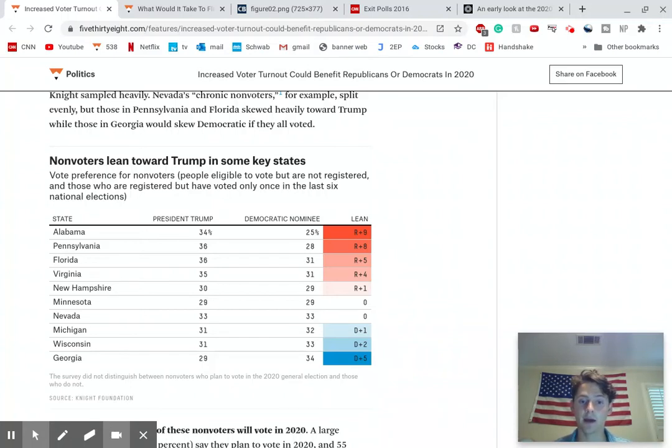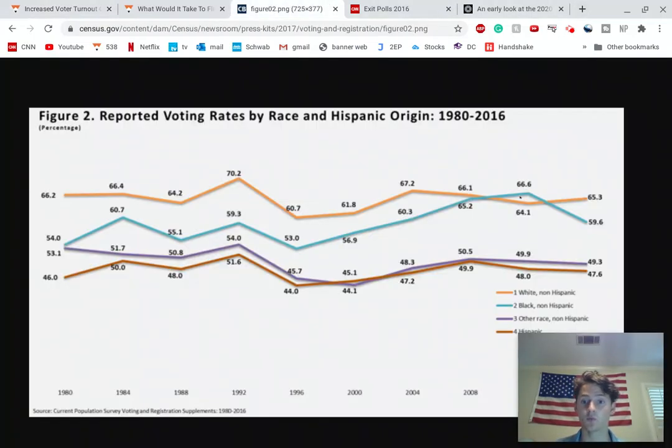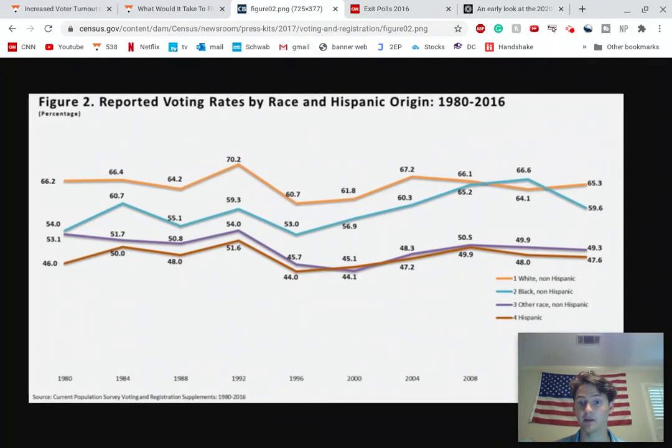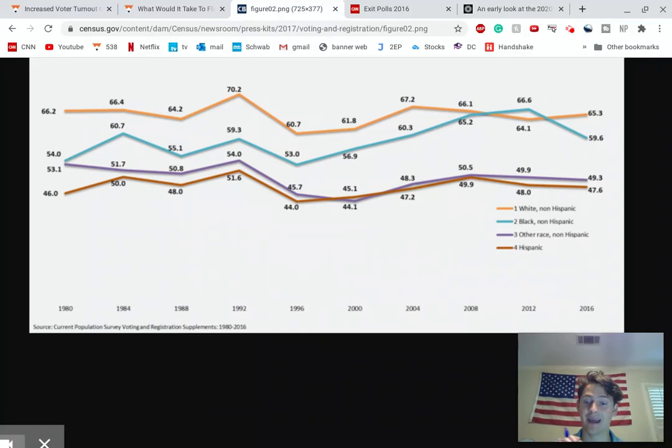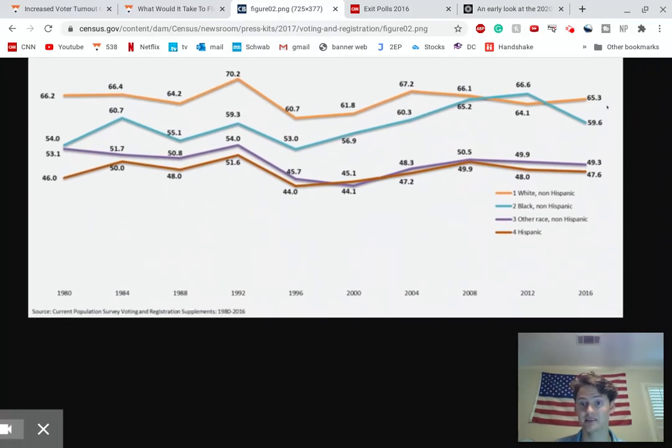I do think that a lot of Black voters are going to be inspired to turn out to vote in the 2020 election. If we look at this figure, we see that in the 2016 election, the main group that had a decline from the last presidential election, which was 2012, was Black Americans. Black Americans actually voted at a higher rate than white Americans in the 2012 election, but we see this 5 to 6 point gap in 2016.